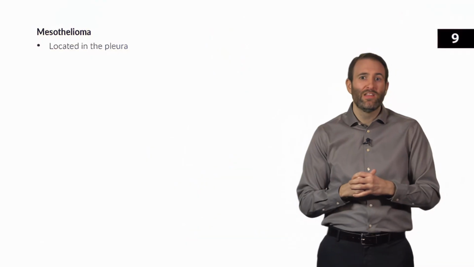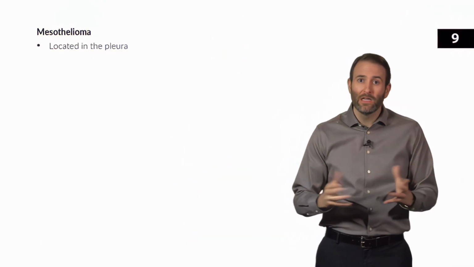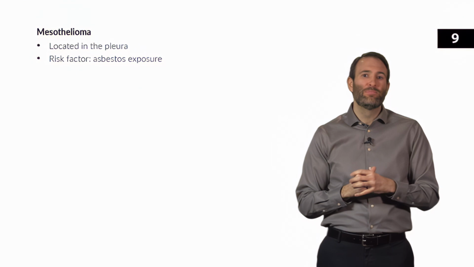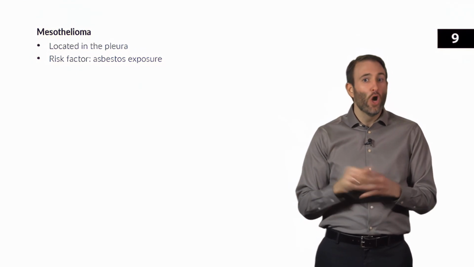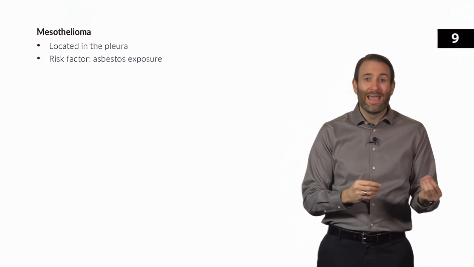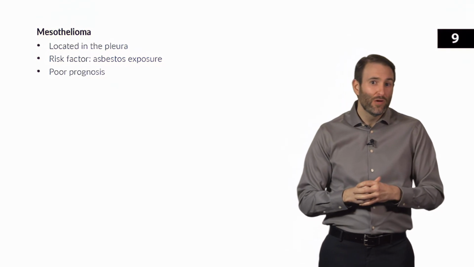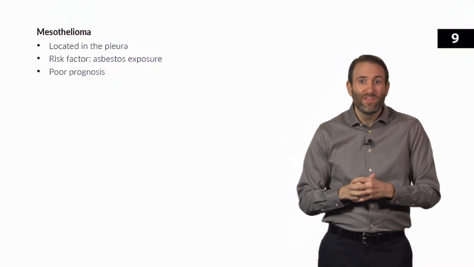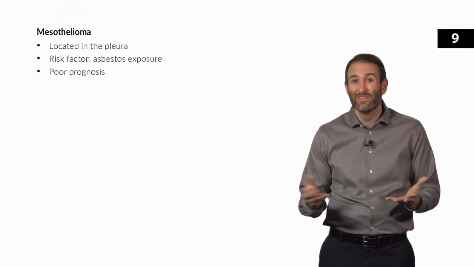Next, let's move on to mesothelioma. Mesothelioma is located in the pleura, or the outer lining of the lungs. It's associated with asbestos exposure. There is actually no association between mesothelioma and smoking. The prognosis is generally pretty bad for mesothelioma, with 50% of patients dying within about 12 months of diagnosis.